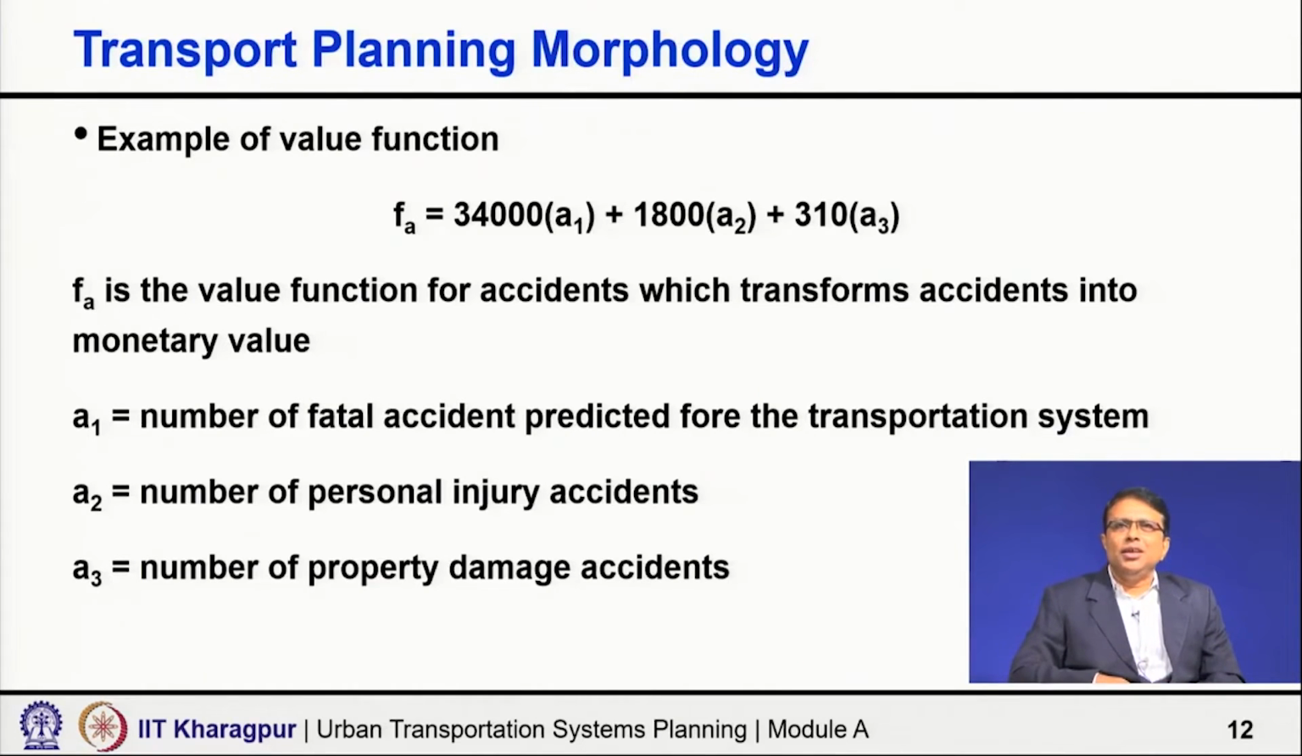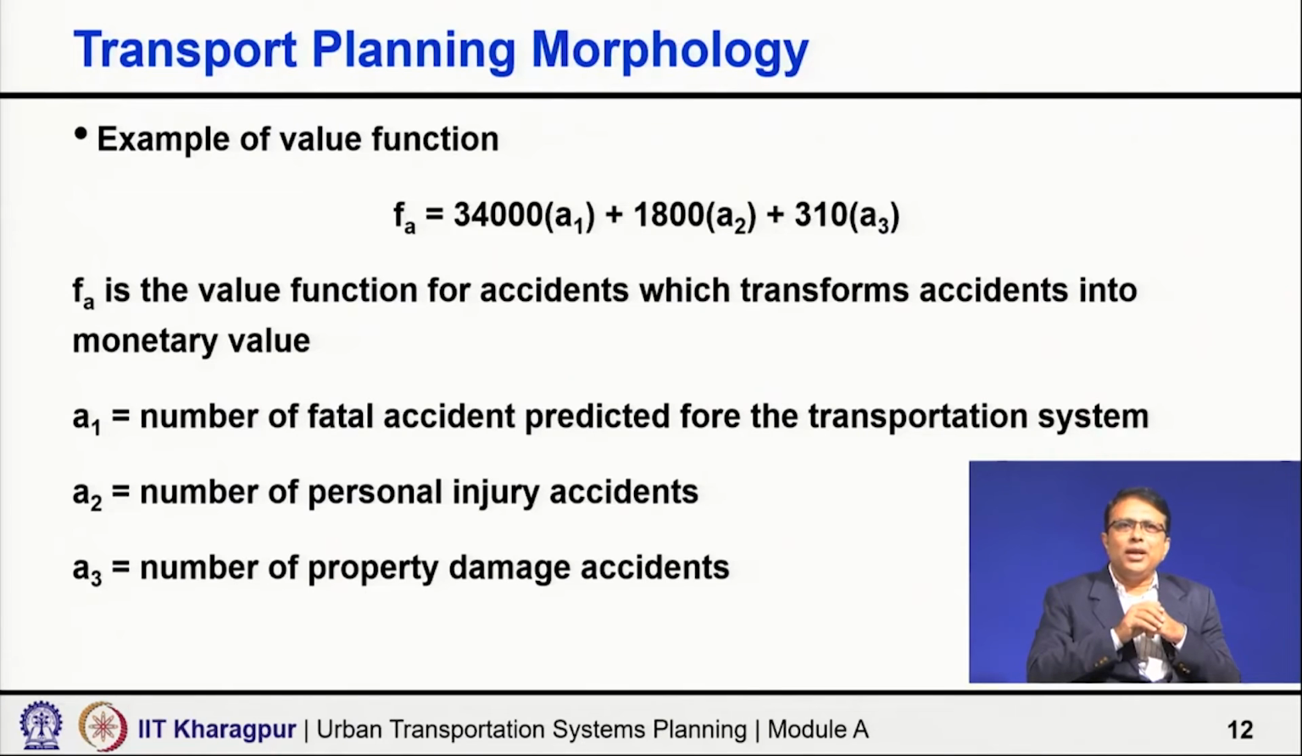So, naturally if I want to compare one road to another road, the number of fatal accidents, the number of severe injuries, the number of property damage accidents, all will be different. So, how do I compare? If I can bring all these different types of accident to a common unit using appropriate weightage, then I can compare these two roads in terms of that total number. So, here you can say 34,000 into A1 plus 1800 into A2 plus 310 into A3.